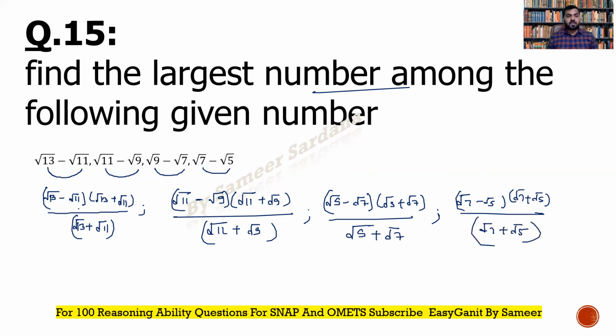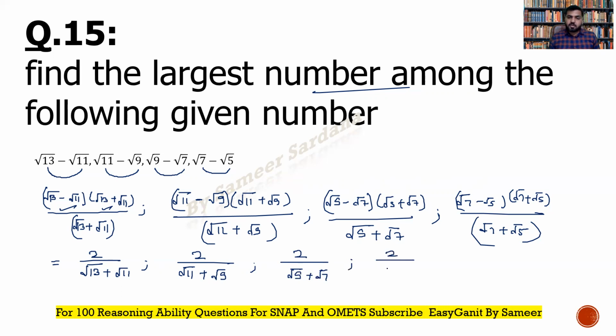Now observe carefully. All the values in the numerator are of the form a square minus b square, right? This is a minus b, this is a plus b. So can I apply a square minus b square here? In the numerator I'll have 2, and in the denominator root 13 plus root 11. Next, again 2 in the numerator and root 11 plus root 9 in the denominator. Here also 2 in the numerator and root 9 plus root 7 in the denominator. Next, also 2 in the numerator and root 7 plus root 5 in the denominator.